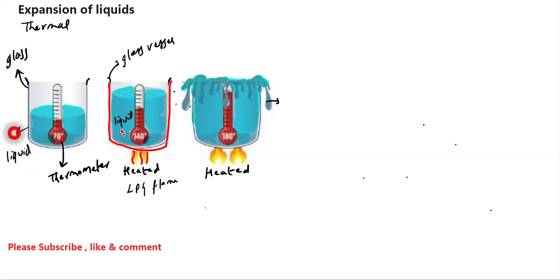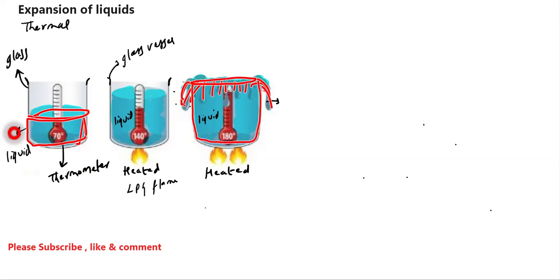Then as we continuously supply heat, the temperature of the liquid will become 180 degrees Celsius. Then you can see that some liquid starts overflowing. Earlier, what was the level? The volume of liquid was only till here. Now look at this one. Now this is the volume of liquid. It has expanded.